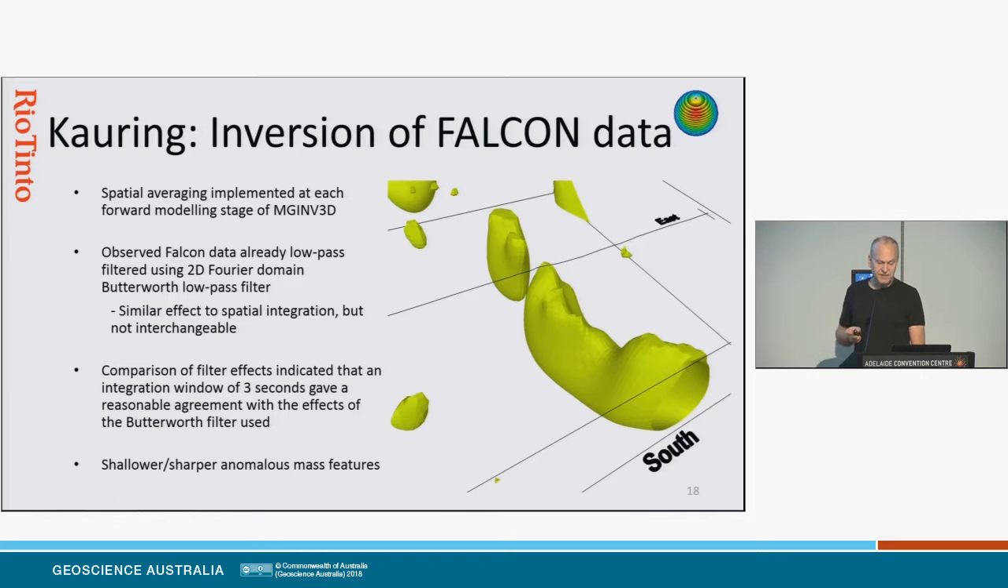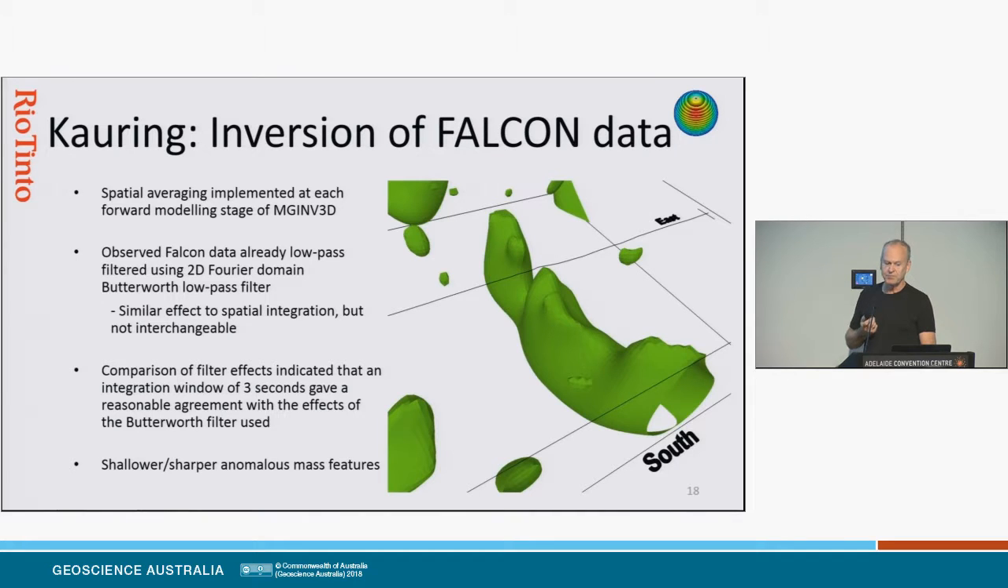So you can see that there are definite effects of incorporating it: if you don't incorporate the same processing that's applied to your data, to the data that you're inverting, then you can improve the inversion if you do incorporate the same processing that is being applied to the data. So we've got shallower and sharper anomalous mass features. In conclusion, the spatial averaging has been implemented in the inversion process.